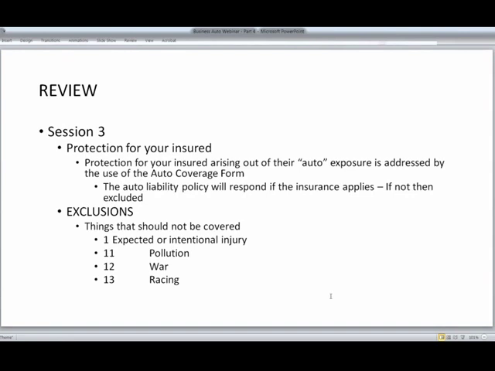Section 3, protection for your insured. Protection for your insured arising out of their auto exposure is addressed by the use of the auto coverage form. The auto liability policy will respond if the policy applies. If not, then it would be excluded. So we talked about the exclusion. In the exclusion, we talk about things that should not be covered, like expected injuries, pollution, war, or the vehicle being used in organized racing.